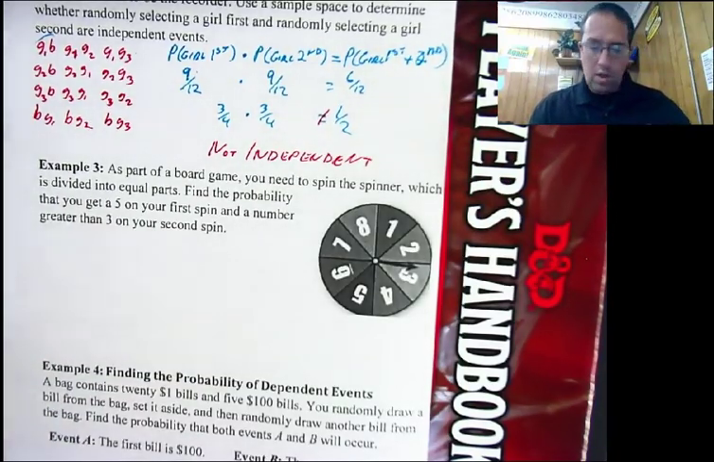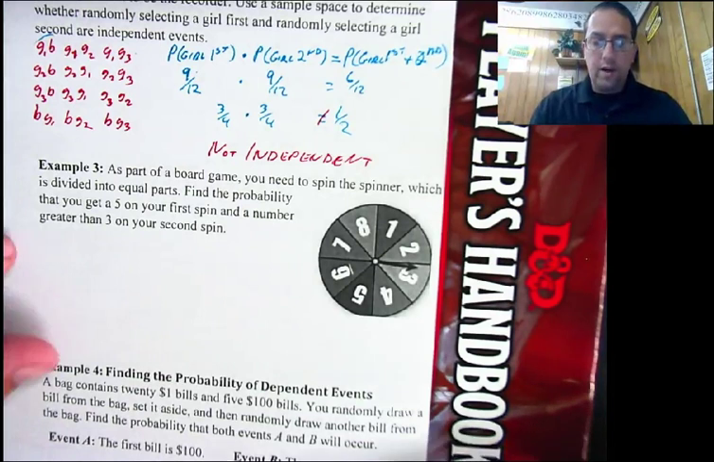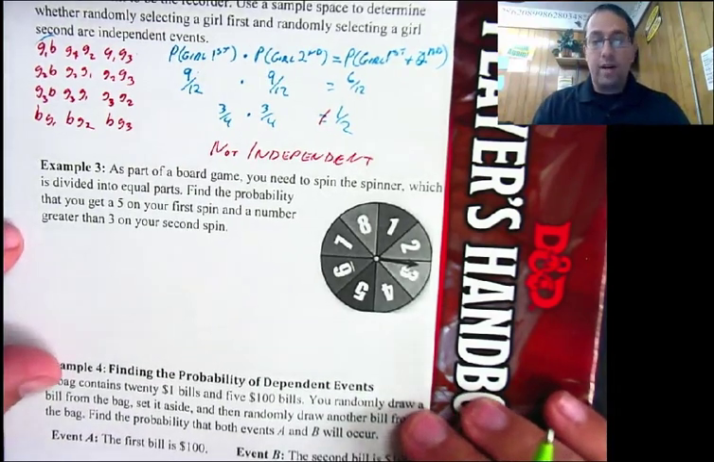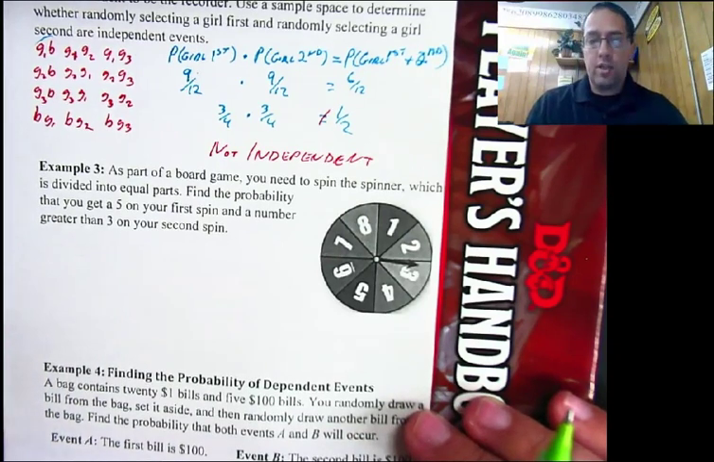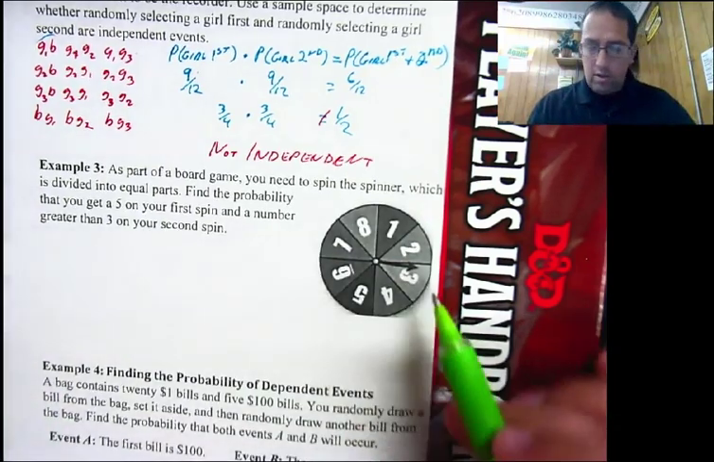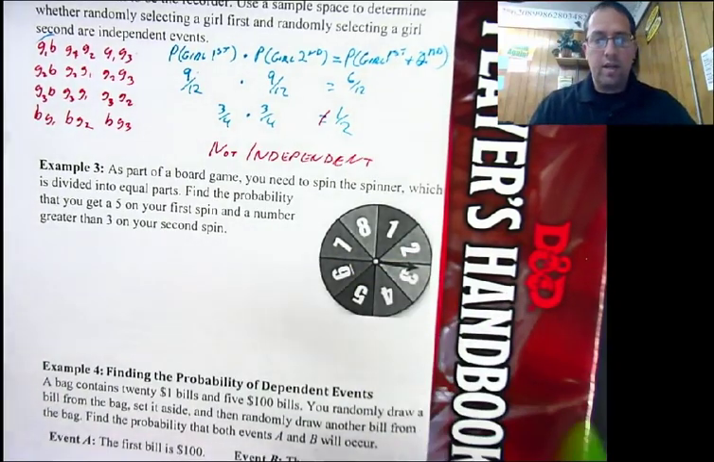As part of a board game, you are going to spin the spinner, which is divided into equal parts. Find the probability that you get a 5 on your first spin and a number greater than 3 on your second spin. So, first question we have to ask, is this dependent or independent? Does what I spin the first time change my odds for the second spin? No, they don't change your odds. That would be silly, right? Because all the numbers are still there. We haven't taken anything out.